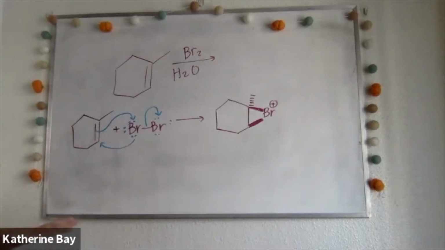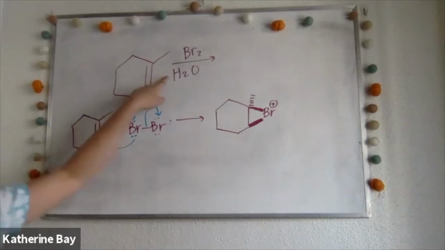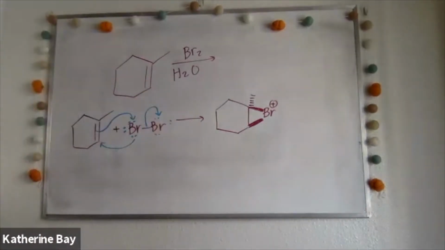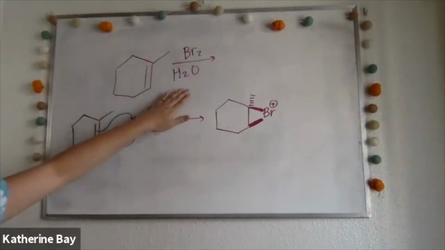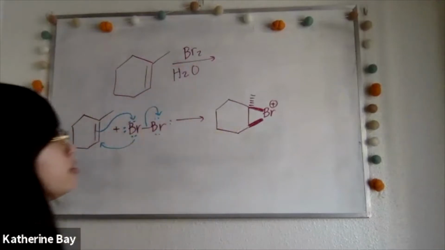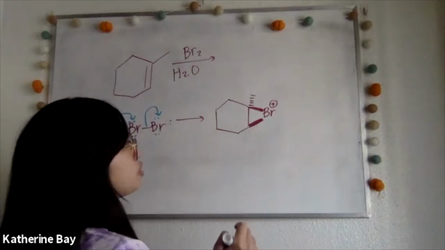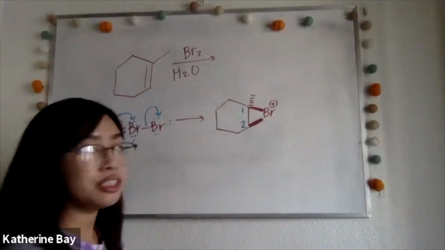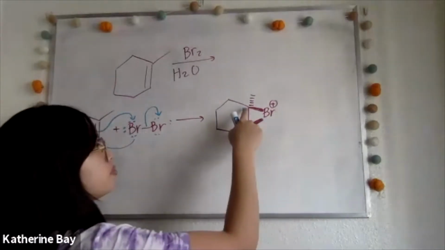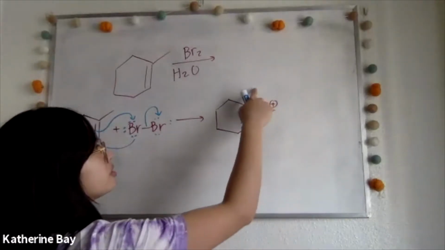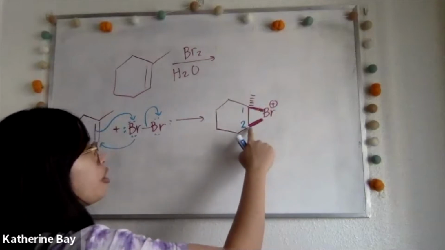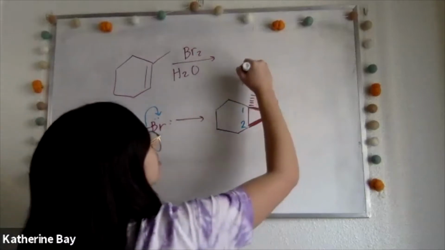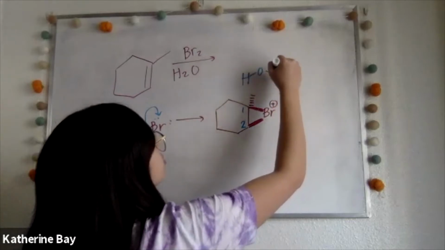And then in this particular reaction, because we're using water, which is a protic solvent, that means the water is going to attack the bromonium ion at the more substituted position. So if we were to label this as C1 and C2, C1 is more substituted because the C1 carbon is connected to 2 other carbons, whereas C2 is only connected to 1 carbon. So water is going to want to attack the more substituted spot.